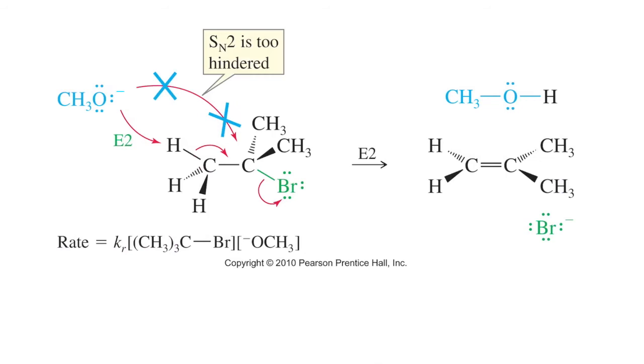E2 mechanism. Elimination second order. If you look at the yellow box, SN2 is too hindered. That means too crowded. The base will take the hydrogen away. The bromide is a good leaving group, goes away, creates a positive charge, and the base will attack the hydrogen. A negative charge will come to form a pi bond.